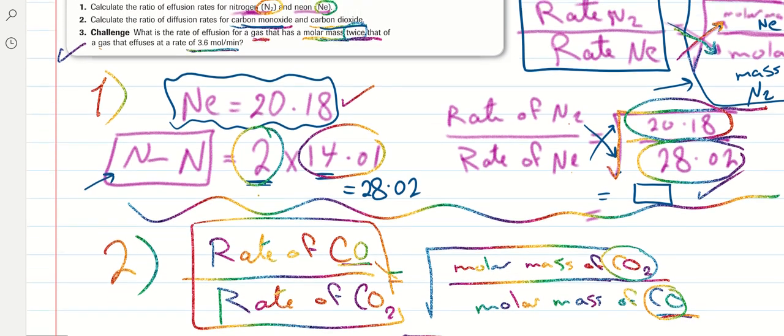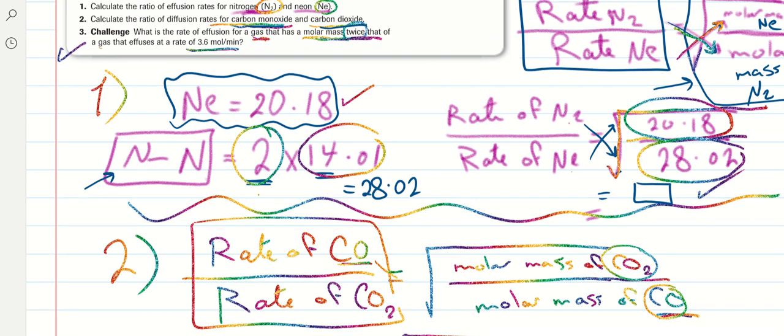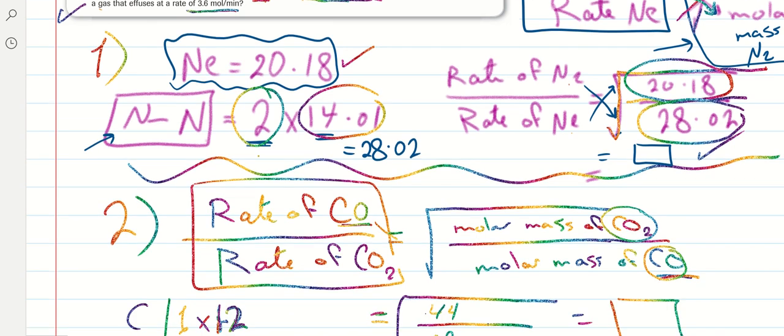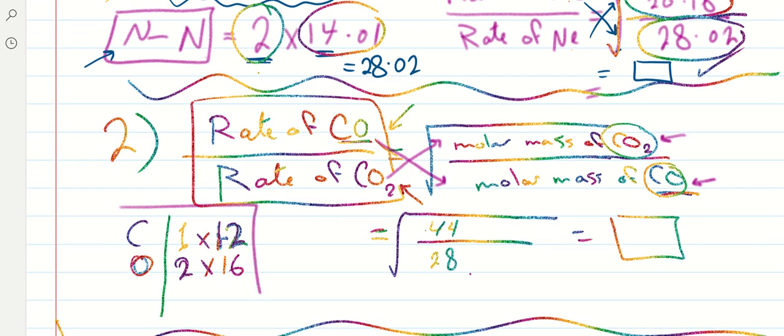Number 2, they want you to calculate the rate of effusion or diffusion of carbon monoxide and carbon dioxide. So, carbon monoxide and carbon dioxide, yes, I will not forget to shift like this or make the cross. So it will be the square root of molar mass of carbon dioxide divided by molar mass of carbon monoxide. From the periodic table we can get the atomic mass of carbon, and oxygen is 16, times 12.